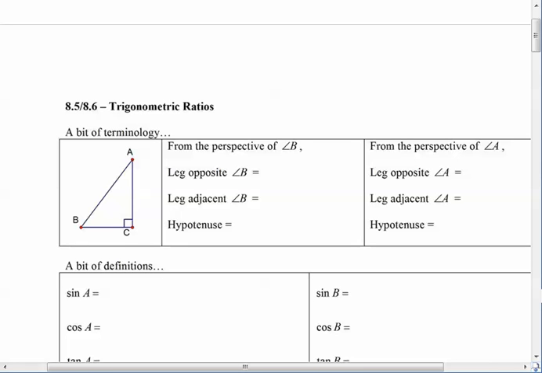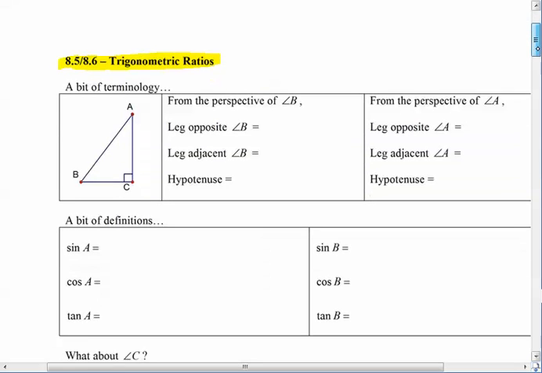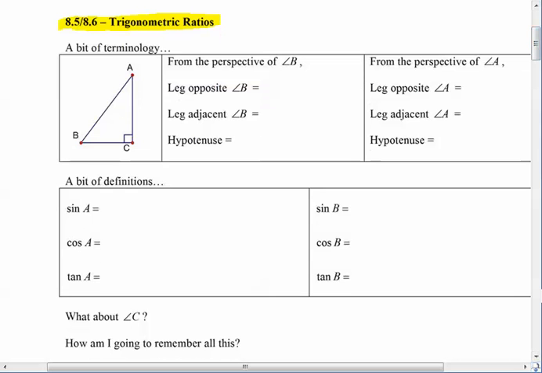Hi everyone, this video is going to cover the first half of a combination of two sections, section 8.5 and 8.6. I'm going to teach them together in two different parts. So the first thing that we need to get down is a bit of terminology.